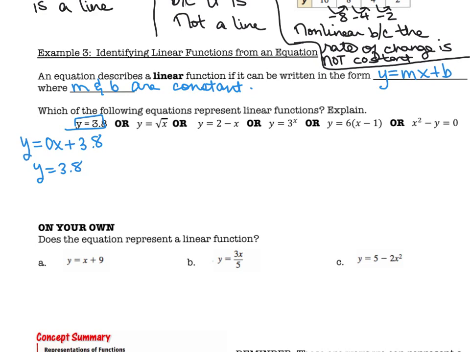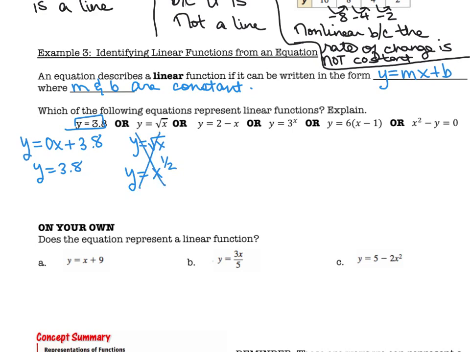For the next one, y equals the square root of x. This cannot be written in y equals mx plus b form. Technically, this could be written as y equals x to the 1/2, but still that is not a straight line, it's nonlinear.